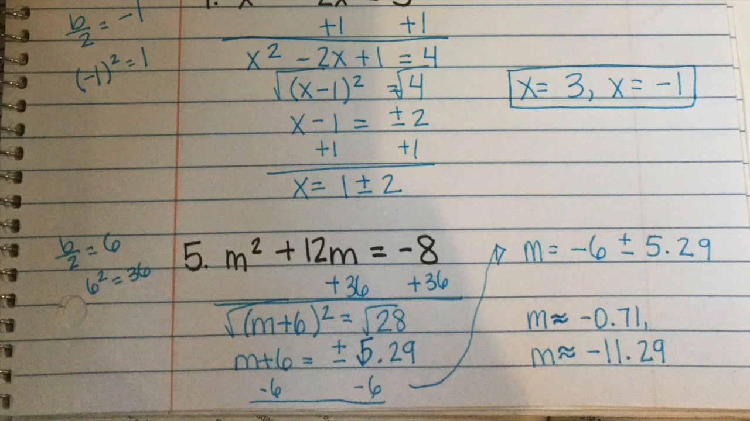And then my two final solutions, m could be negative 71 hundredths, or m could be negative 11 and 29 hundredths. And notice that my equal sign is squiggly. That's just the symbol to show that it is approximately that value. It is not exactly equal to. So we use that when there's not a perfect square and when you're having to round or approximate answers, like I said.